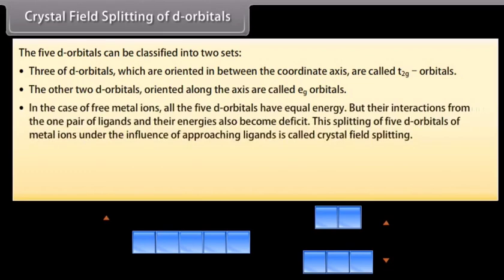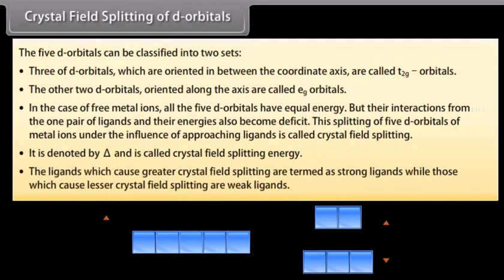In the case of free metal ions, all the 5 d orbitals have equal energy, but on interaction with the ligands, their energies become different. This splitting of 5 d orbitals of metal ions under the influence of approaching ligands is called crystal field splitting. It is denoted by delta and is called crystal field splitting energy. The ligands which cause greater crystal field splitting are termed as strong ligands, while those which cause lesser crystal field splitting are weak ligands.